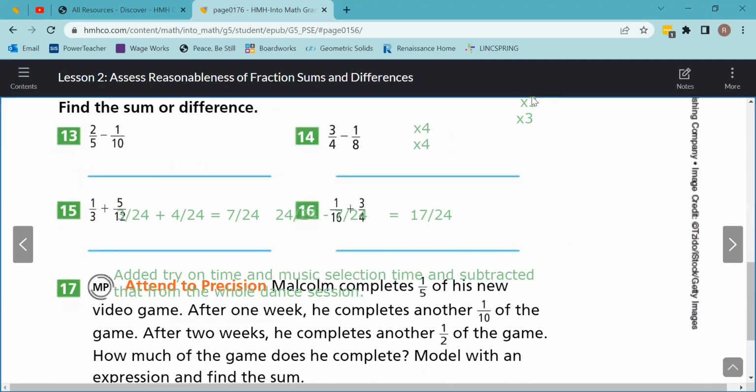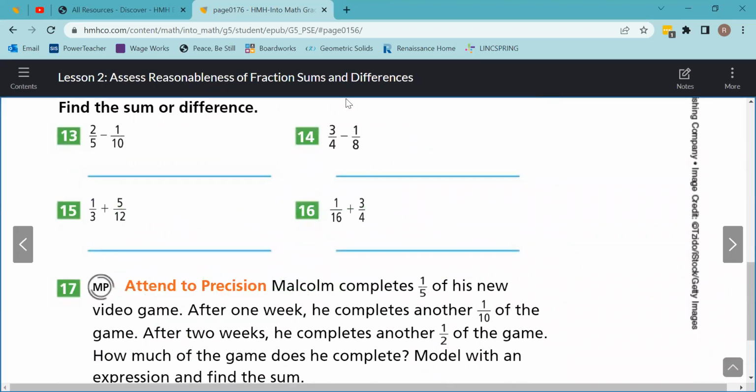All right, 13 through 16. I would encourage you to pause this, do your best on 13 through 16, because this is a review. You know how to do these, okay? And then play the video and check your answer.